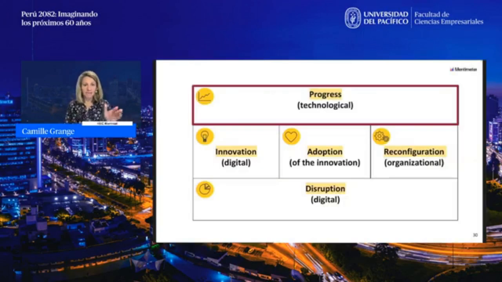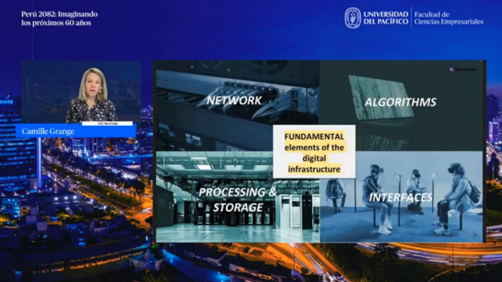And irrespective of why and where to start, let me now illustrate some questions that might structure your analysis across the 5 components. I want to start with technological progress. Here it's important to distinguish 2 levels of analysis. First, the foundation. The foundation level is about the core elements of the digital infrastructure. And here I refer to the network, the algorithms, processing and storage, and interfaces.